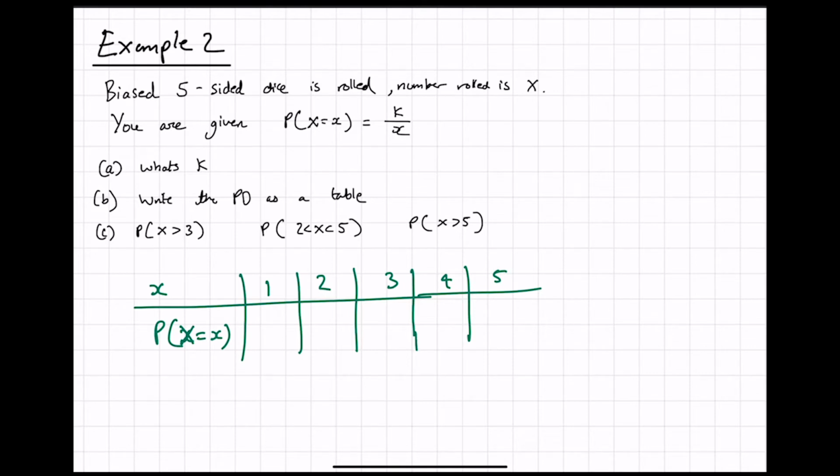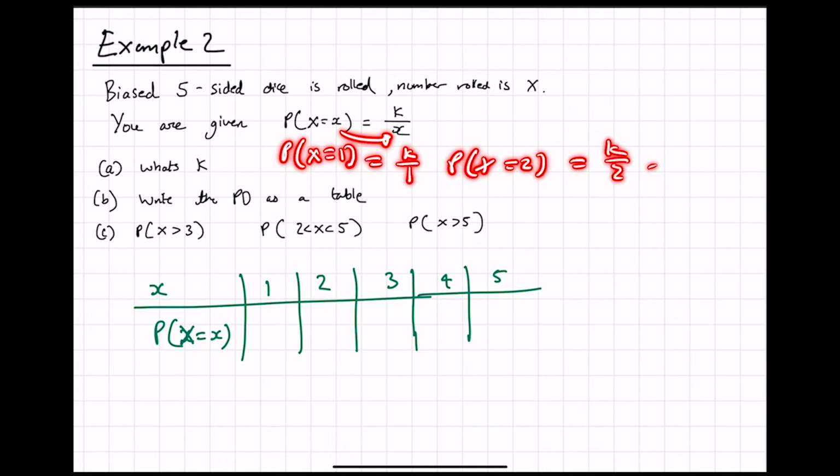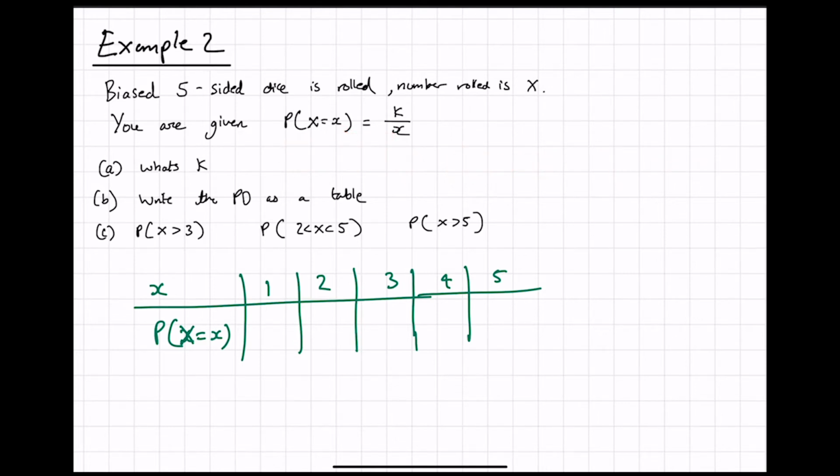So if I have all of those, then how would I find, for example, the probability that x equals 1? I know the probability that x equals x is k over x. The probability that x is equal to 1, all I do is put that 1 into this x here, so I get k over 1. The probability that x is equal to 2 is just k over 2, and so on. All I've done is replace the x here with whatever is over here. So it's just k over 1, k over 2, k over 3, k over 4, and k over 5.